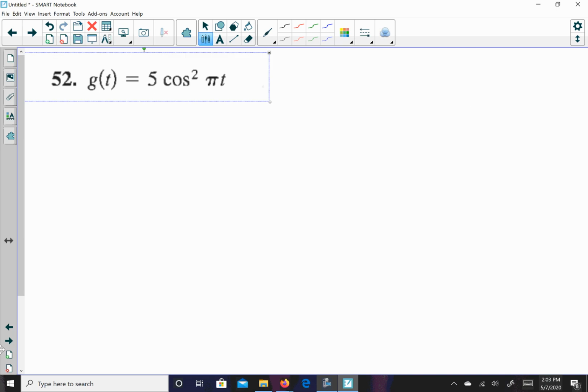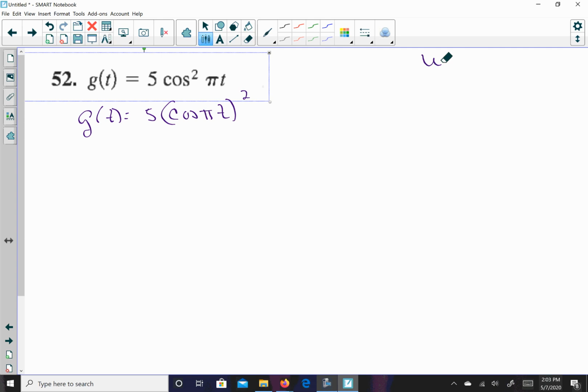Okay, 52. I'm taking 5 times the cosine squared of pi times t. Again, I have three things going on here, so I'm just going to rewrite this to make it clear. The difference between the last example and this example is that this is 5 times the cosine of pi times t, and since that squared symbol is there, that means this whole thing is squared. So three things going on.